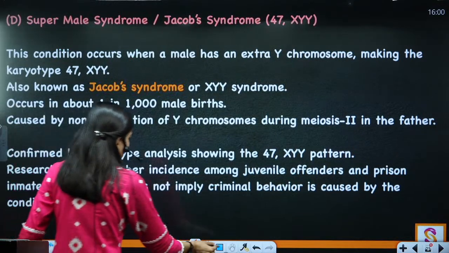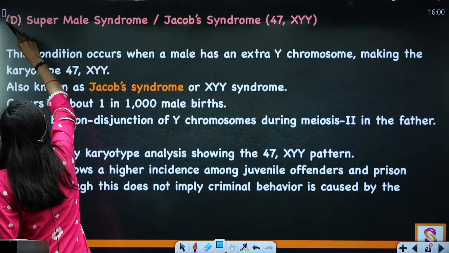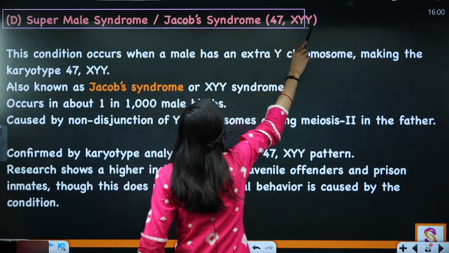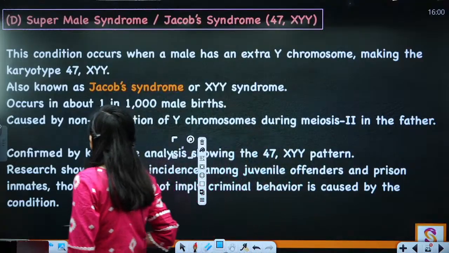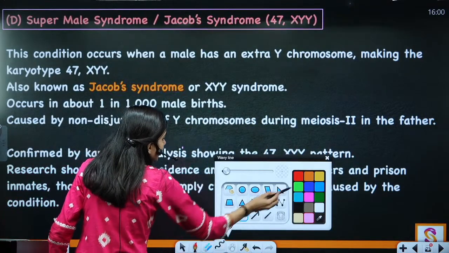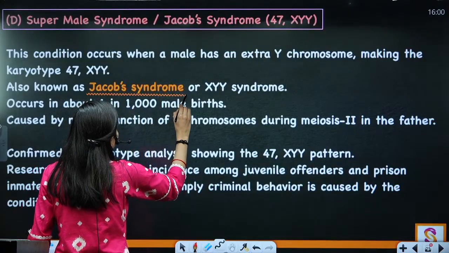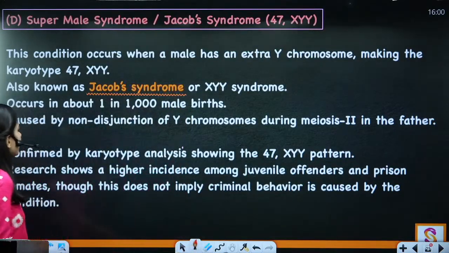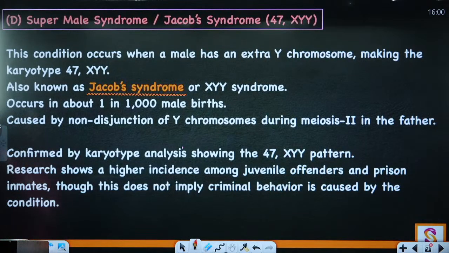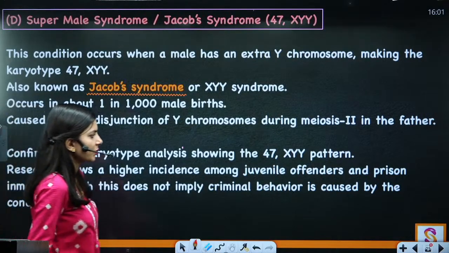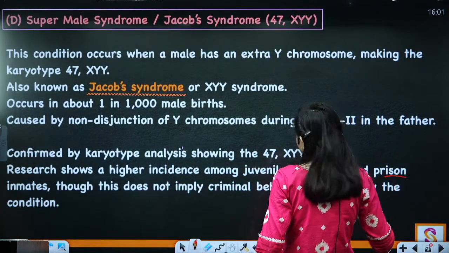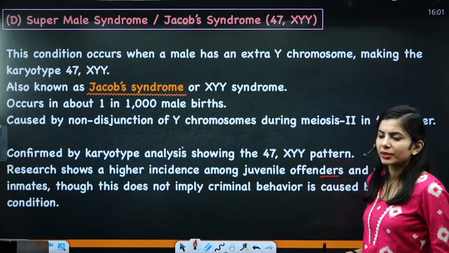Okay, so the next one, the 4th one, is super male syndrome or Jacob syndrome. It occurs in the case of XYY. So this condition is also called Jacob syndrome. Fine. So it is caused by what? Non-disjunction of the Y chromosome. And how do we determine it? Based upon karyotype analysis. So karyotype analysis is done, and based upon that we specify it. Fine. So research shows that there are high chances that such incidents are found in juvenile offenders as well as prison inmates. So this is how it is determined.